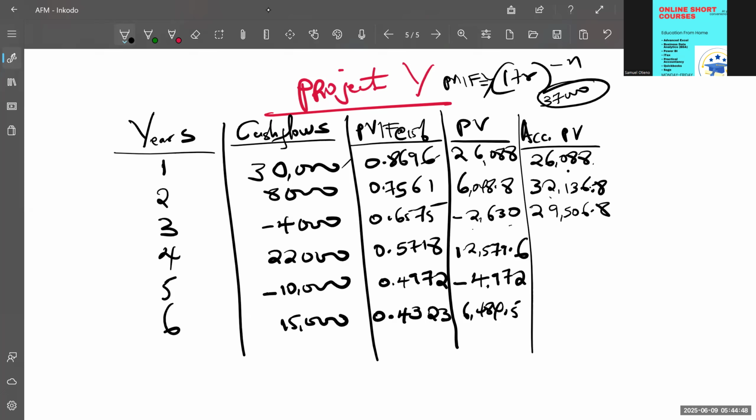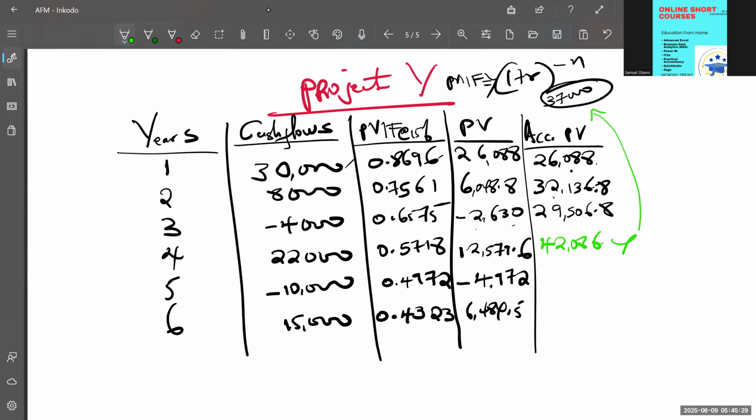12,579.6. If we add 12,579.6, let me just do that. If we add it to what we've already recovered at the end of year three, that is 29,506.8, this one will give me 42,086.4. Now, remember, we were to recover 37,000. At the end of year four, if we take everything, it will be 42,086.4. That means we shall have recovered more than what we needed to recover.